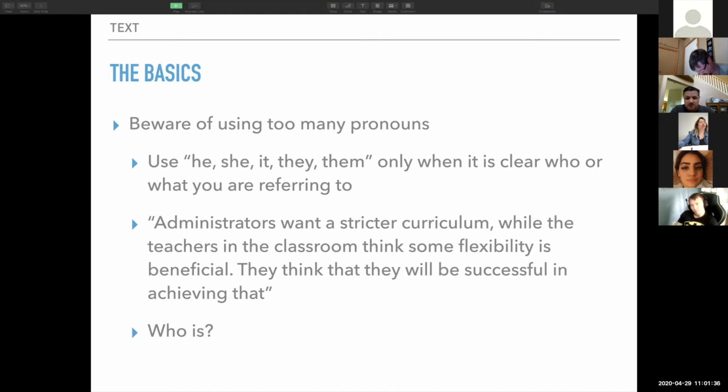Because remember, people can only hold so many ideas in their head, like 3 to 5 at the same time. So if you start throwing in too many pronouns, that means you're requiring people to remember what you said a couple sentences ago.